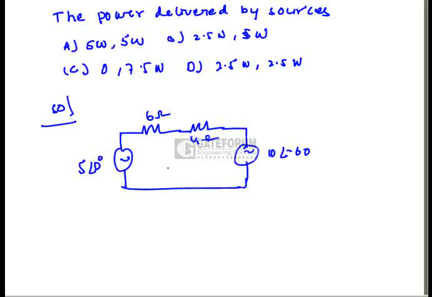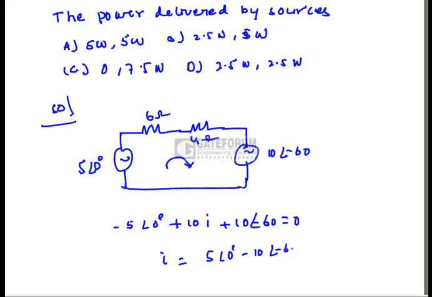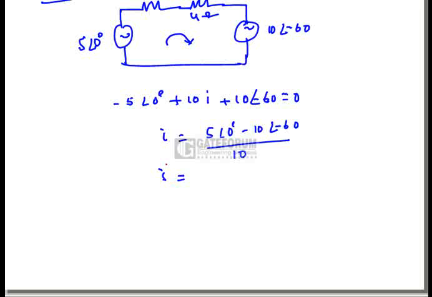Next we have to find the current. If I apply KVL here: minus 5 at an angle 0 degrees plus 10 into I plus 10 at an angle minus 60 degrees equals 0. So I is 5 at an angle 0 degrees minus 10 at an angle minus 60 degrees, divided by 10. If we solve for I, we get approximately 0.866 times j. This is an imaginary current. This is the current.